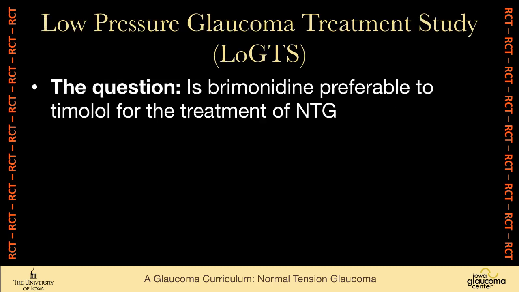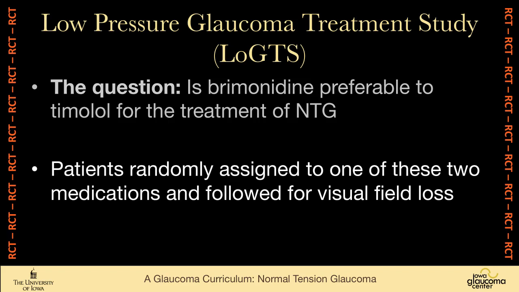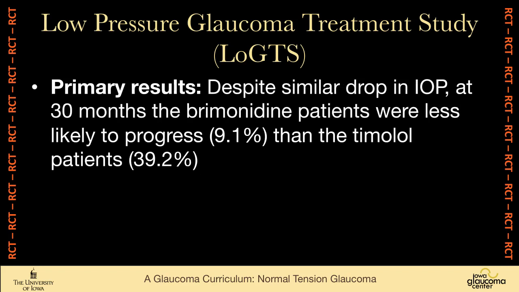The other randomized clinical trial is the LOGTS study, the low pressure glaucoma treatment study. The question here was, is brimonidine preferable to timolol for the treatment of normal tension glaucoma? So patients were randomly assigned to one of these two medications and followed for visual field loss. The primary results showed that despite a similar drop in intraocular pressure, at 30 months the brimonidine patients were less likely to progress, about 9% of the time, than the timolol patients, about 39% of the time.